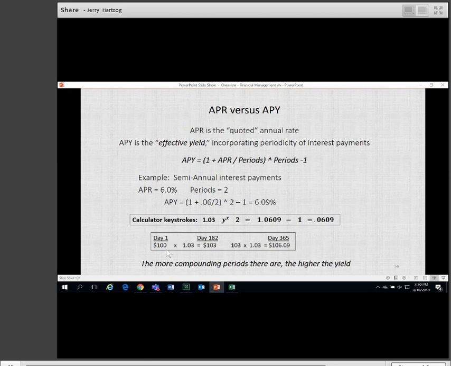Okay, so the concept of this is the more compounding periods there are, the higher the yield. That's the concept to remember. And calculation-wise, just be able to go through those keystrokes to solve for the APY. Now, it may be semi-annual payments, maybe quarterly, maybe monthly, maybe daily. So whatever the number of periods is, that's what you divide by, and that's the power you raise it to.